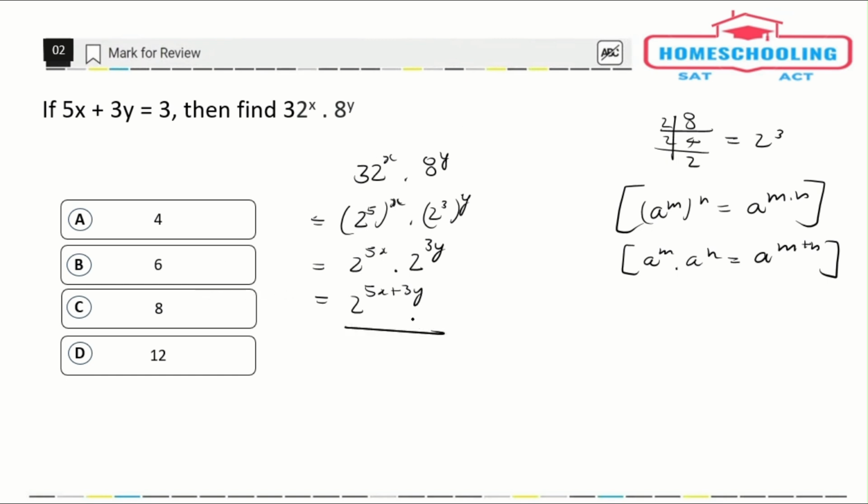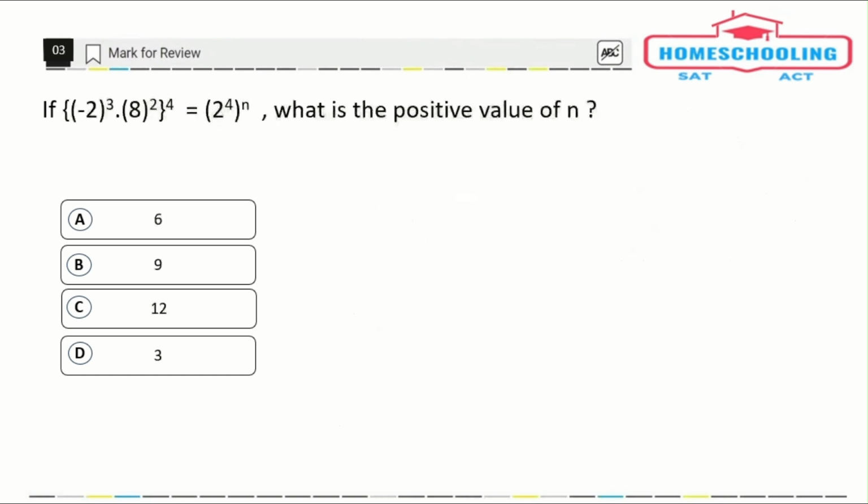Let's take this equation as equation 1. Equation 1 says that 5x plus 3y is equal to 3. So it is 2 to the power 3, which would be 8. So 8 is going to be your answer. So option C is your correct answer.